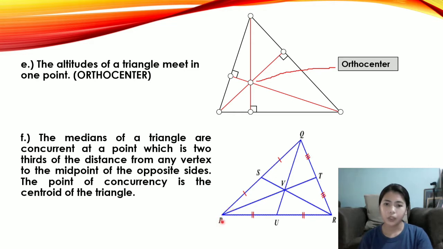So in this illustration, we have QV is equal to two-thirds of QU. And we have PV is equal to two-thirds of PT. And we have RV is equal to two-thirds of RS. So that is what the centroid theorem states.